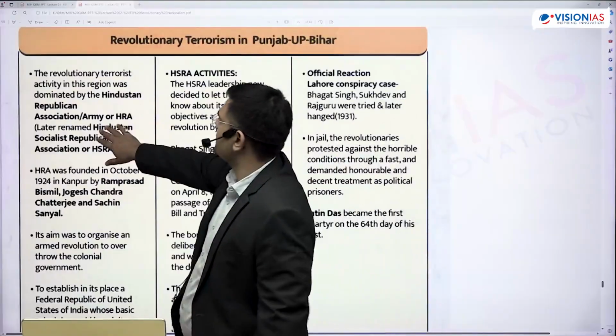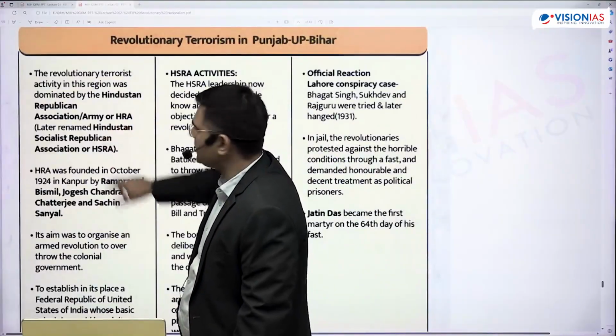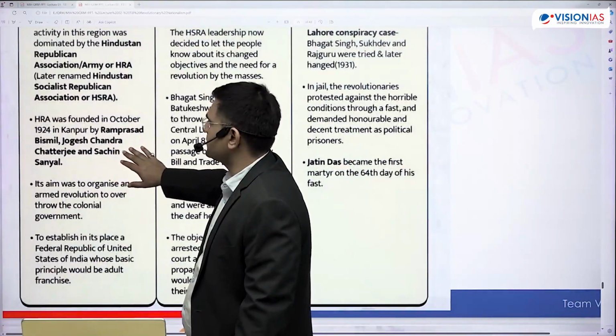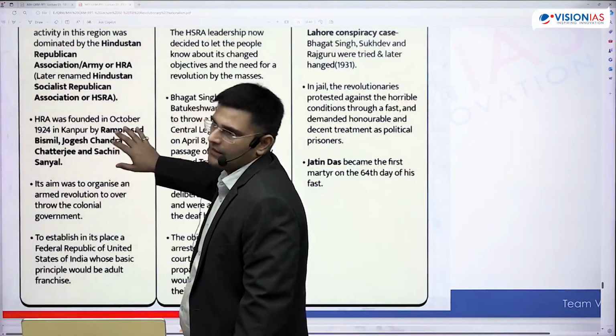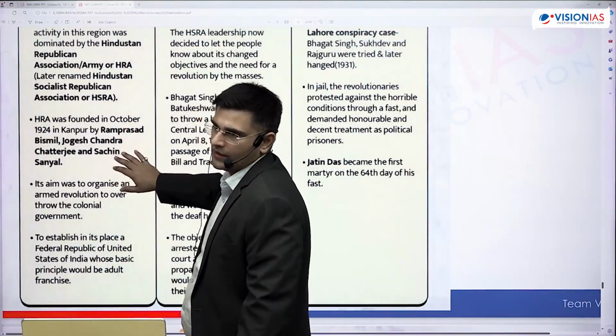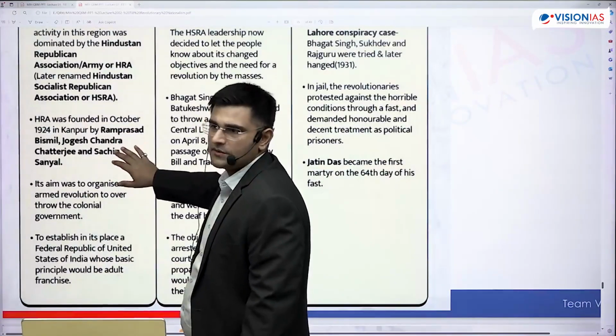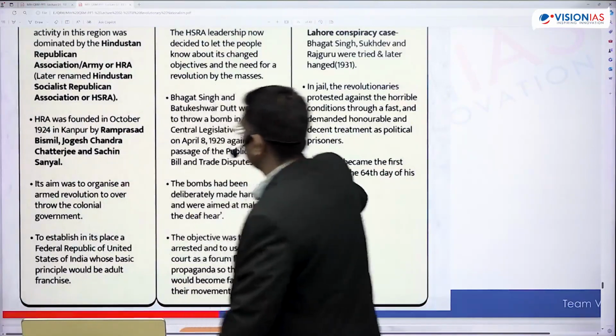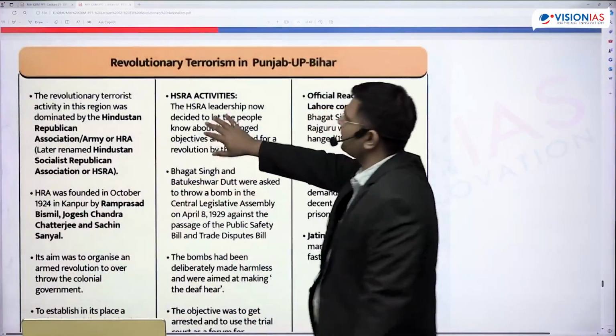Then we have discussed HRA, Hindustan Republican Army. Ram Prasad Bismil, Jogesh Chandra Chatterjee, Sachin Sanyal are the founders. They did the Kakori robbery case. Ashfaqullah Khan became a martyr. Ram Prasad Bismil was also hanged. He also became a martyr. And after that, they were brought down. Their goal was to set up a United States of India.